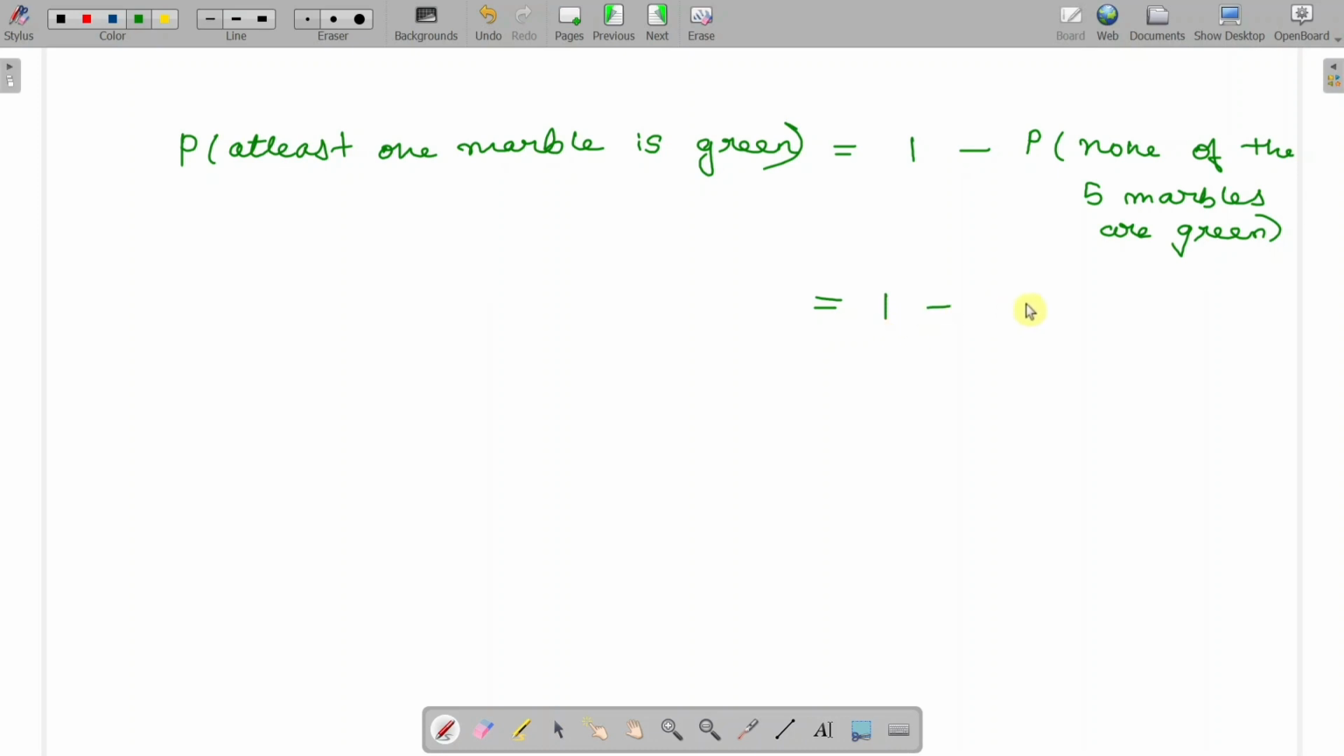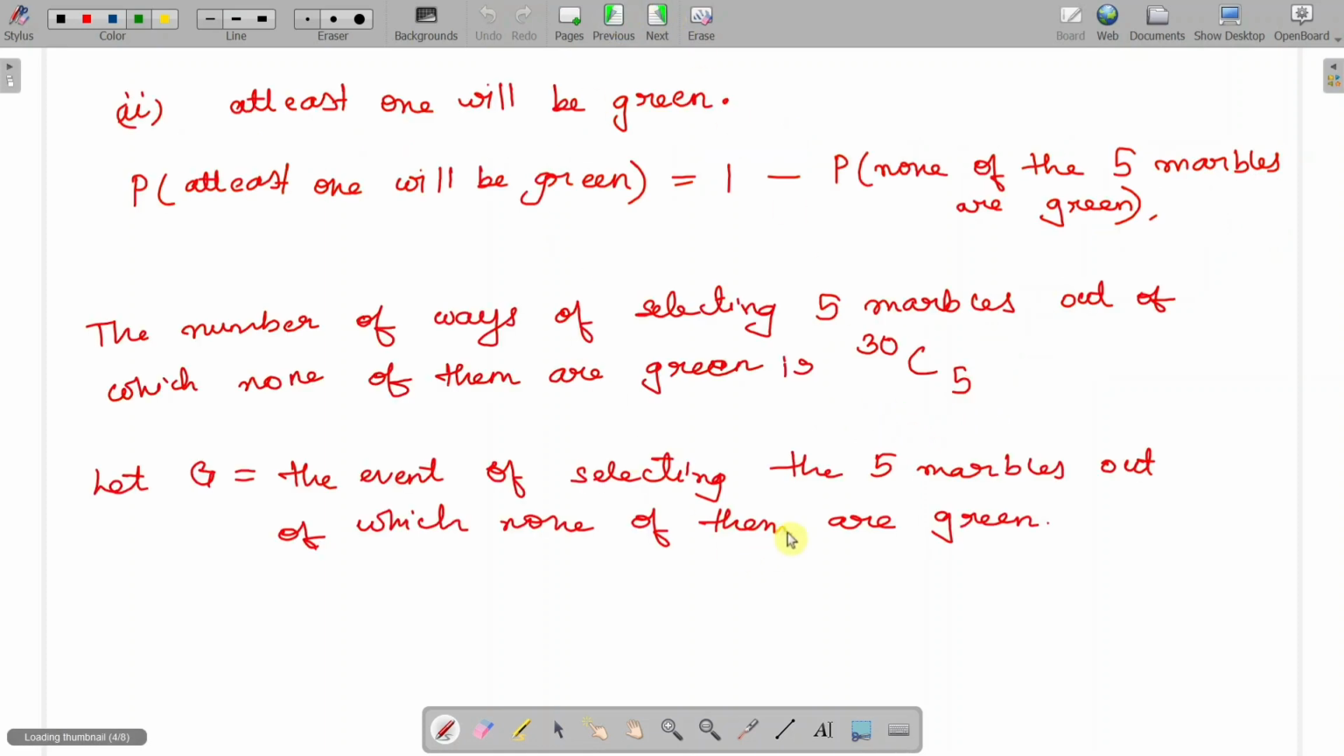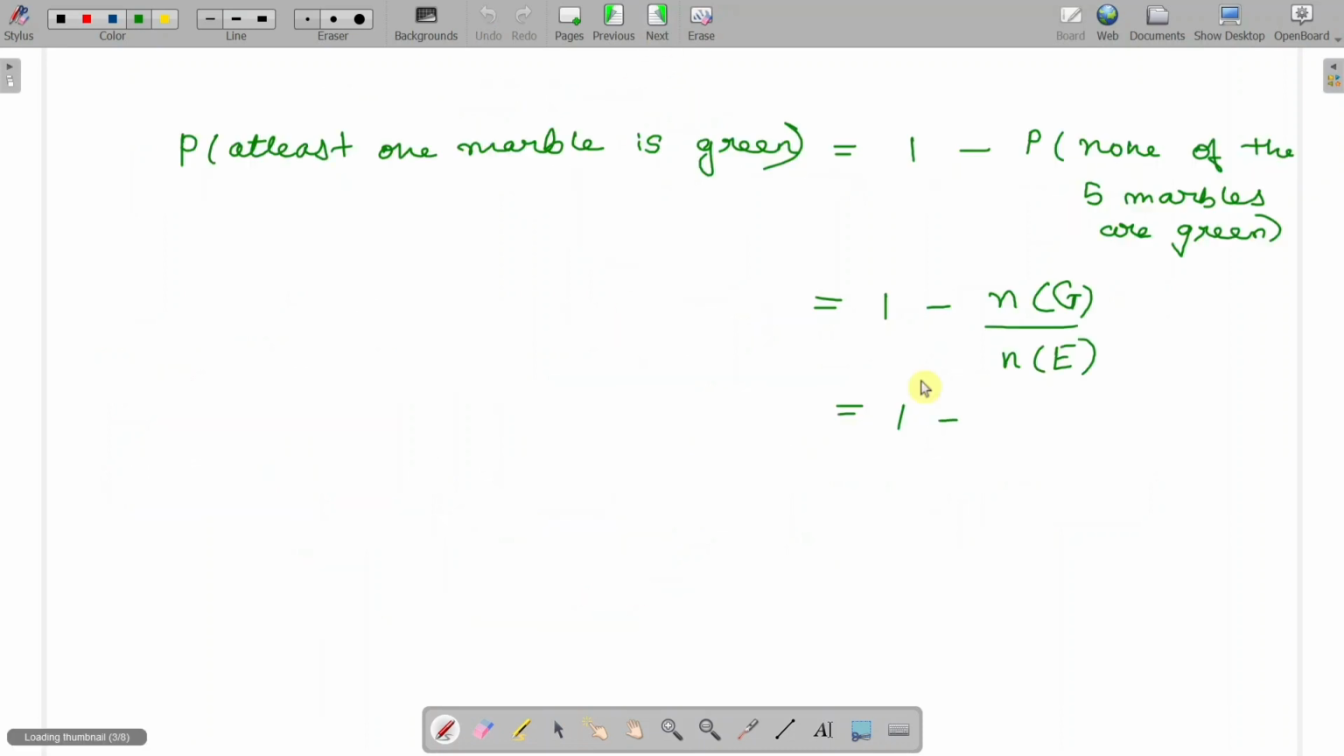So we will get 1 minus the number of elements in G divided by the number of elements in E. So this is the probability of selecting 5 marbles as none of them are green. So 1 minus, what is the number of elements in G? The number of elements in G is nothing but this 30C5, right? So what we will get is 1 minus 30C5 divided by 60C5. Okay, so this is the answer. So that's it, we have solved the first problem.